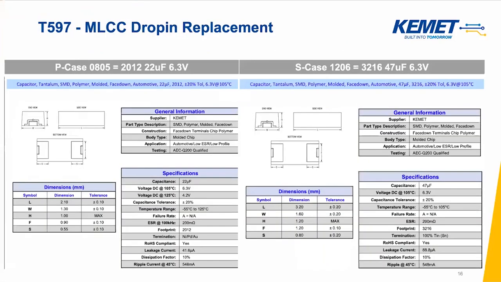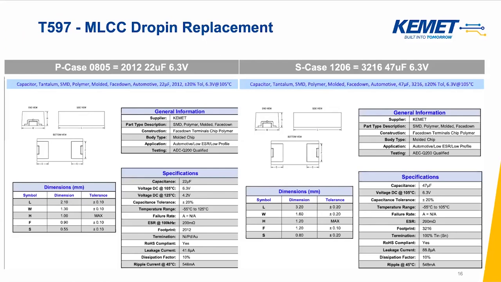This is actually the T597. Momentarily, the focus is on the S case because most people want to have as much capacitance as possible. We're working on the P case, and we have already sampled it, but it's not in mass production. So you see here 22 microfarad, 6.3 volt, or 47 microfarad in a 1206, 6.3 volt. We know a lot of applications where people choose a 2220 or 1206, 1210 with 25 volt and 10 or 22 microfarad because they have concerns about the DC bias and aging effect.